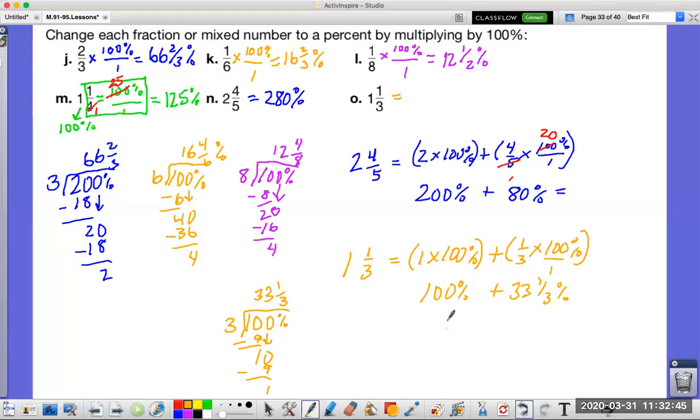Once you do these enough, you'll start to know some of these by heart. You'll just remember them. So that makes 100 plus 33 1/3%. That's pretty easy. 133 1/3%. That's what that would be.